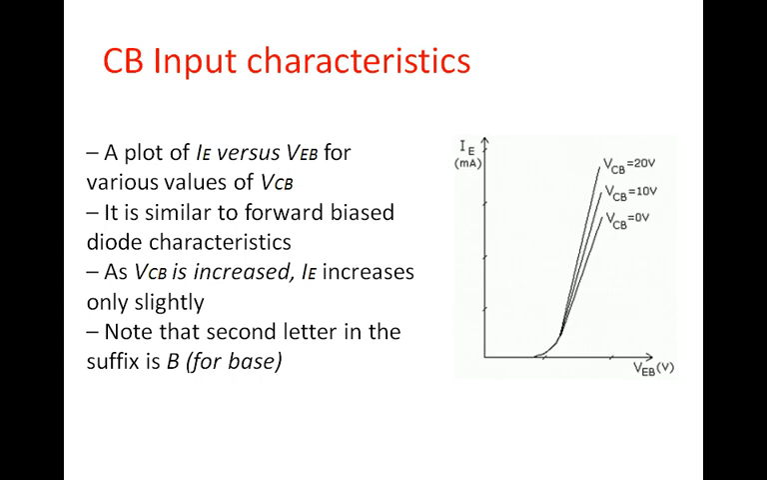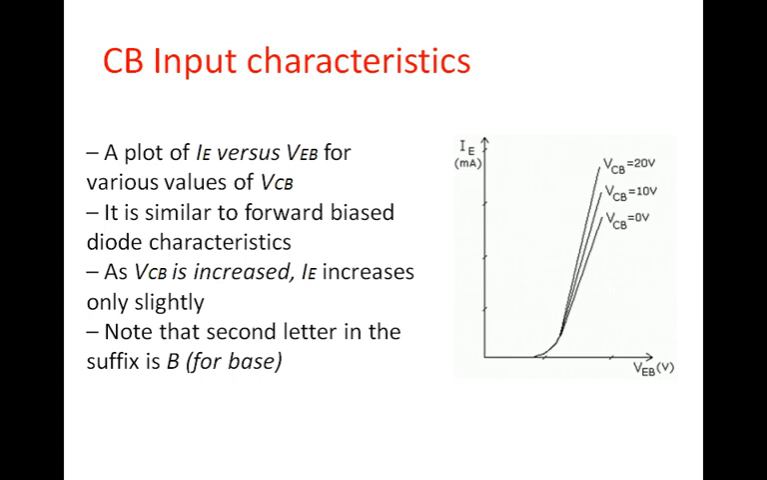This is the input characteristics, common base input characteristics. The common base input characteristics is a plot of emitter current IE versus VEB for various values of VCB. How to plot these input characteristics practically? I keep VCB constant, let us say 0 volts. Then change the VEB at different levels, and at each level record the IE level, then plot it. Then change the VCB to 10 volts, change VEB to different levels, and record the IE level. Then you can plot the IE versus VEB. This IE versus VEB characteristic is the common base input characteristics.